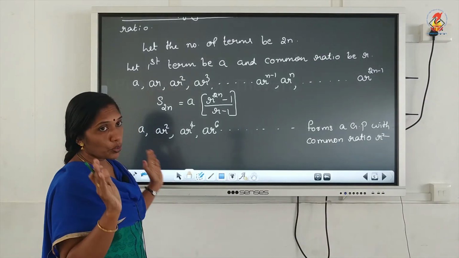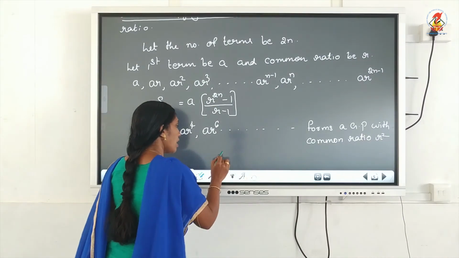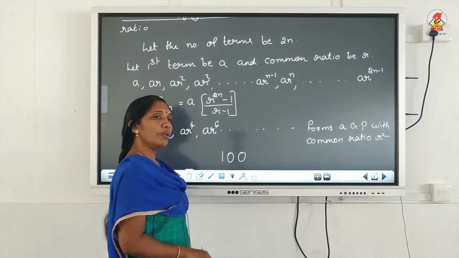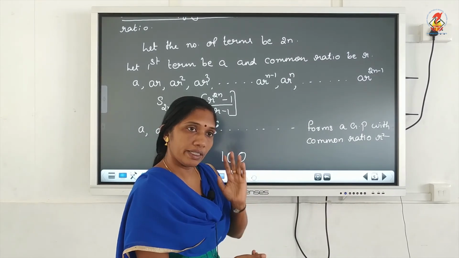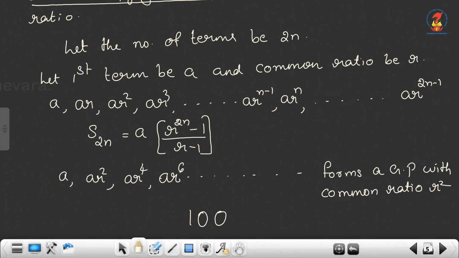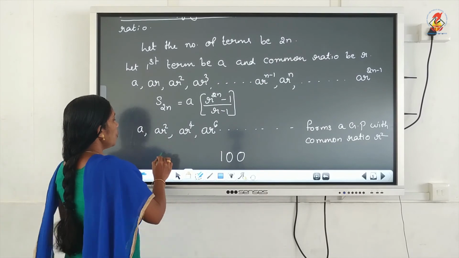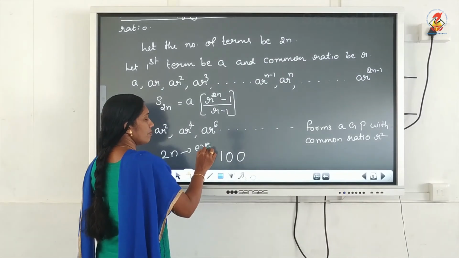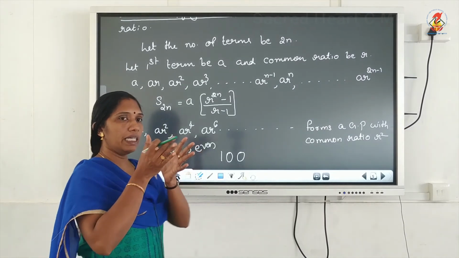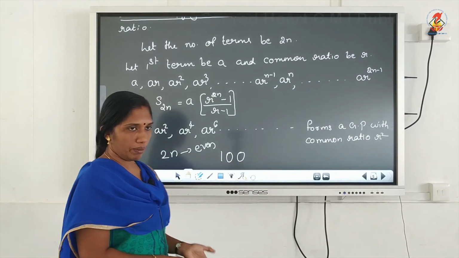Total there are 2n terms. Suppose there are 100 terms. How many odd terms in that? From 1 to 100 there are 100 numbers. In that, 50 even numbers and 50 odd numbers. The same way here, 2n numbers. This 2n is an even number. So, how many even numbers and how many odd numbers?